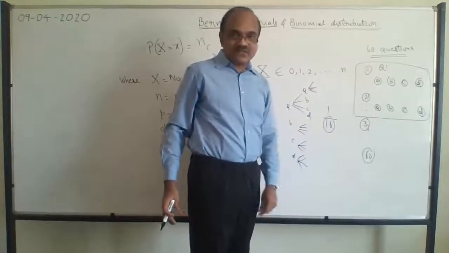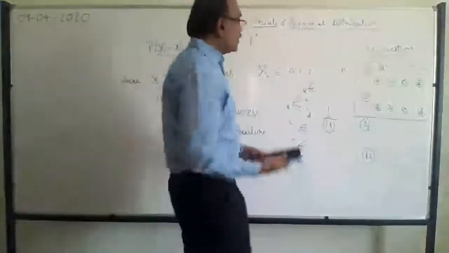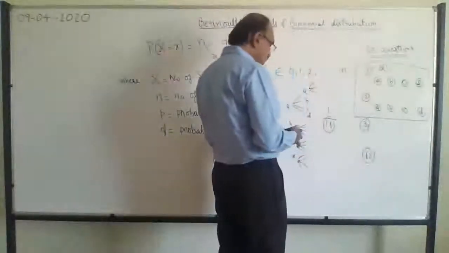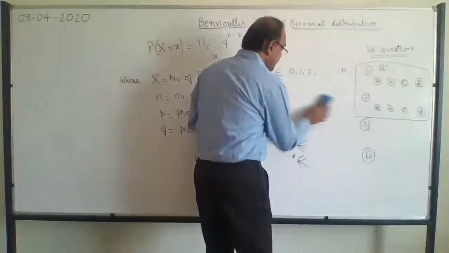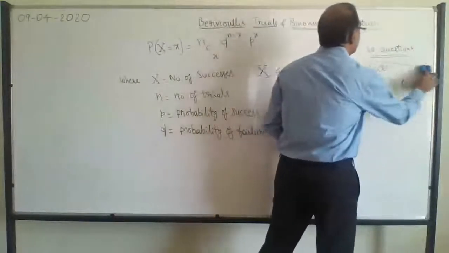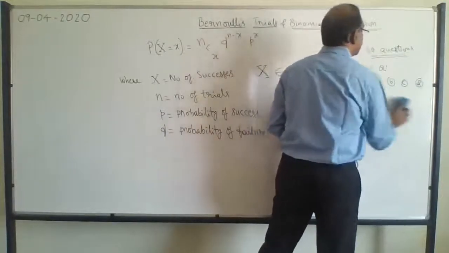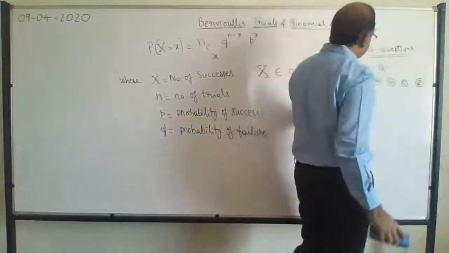For such kind of things, Bernoulli gave a technique. Don't worry about 60 questions. Just bother about only one question. Don't bother about 60, I will take care of that. So what he said is, you bother calculating the probability for just one.